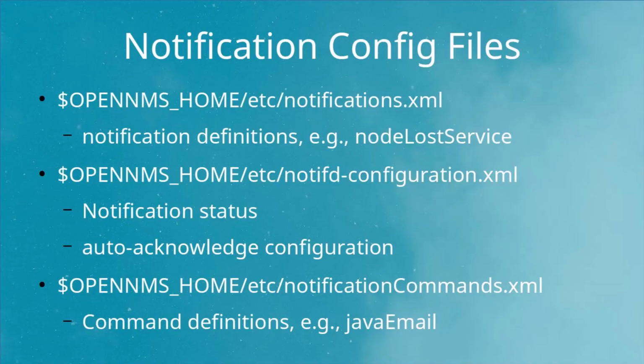The three principal notification files are notifications.xml, which stores the definition of notifications, such as node lost service; notifd-configuration.xml, which stores the overall status of notifications, on or off, and provides the auto-acknowledge resolved configuration for events; and notificationCommands.xml, which defines the commands used to provide notifications. For example, the definition of javaEmail.